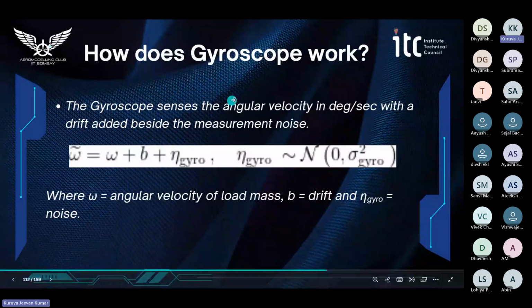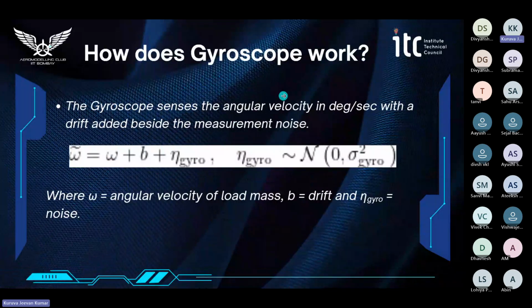The output of the gyroscope has drift included in it, which is like an error term, like delta W.